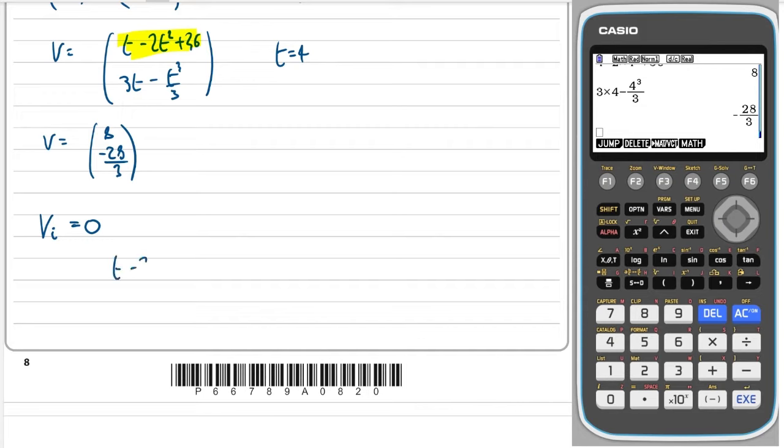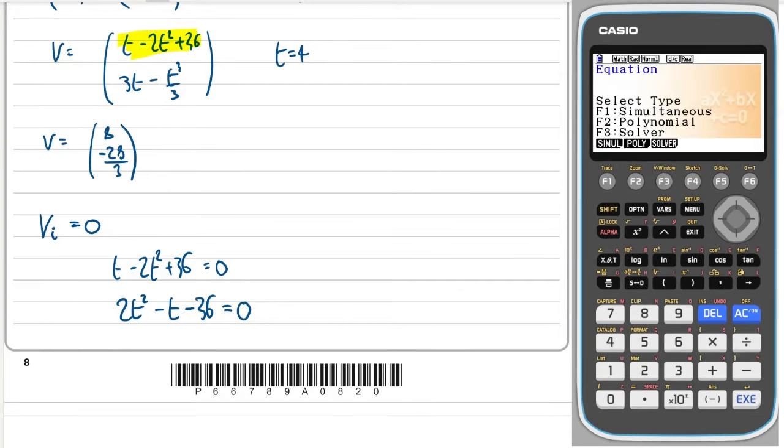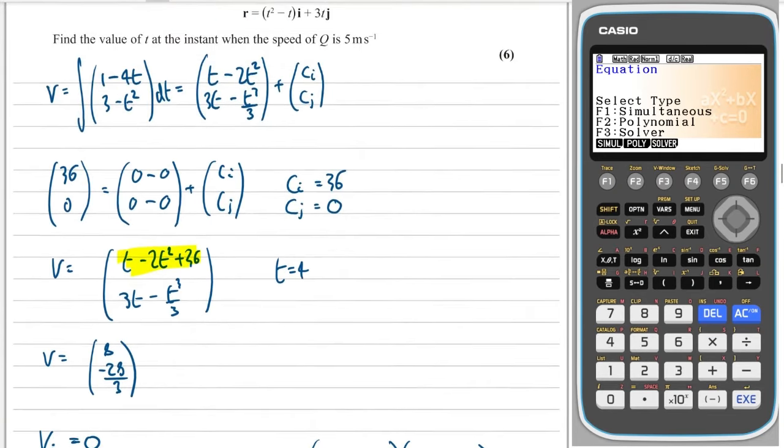So I say t minus 2t squared plus 36 equals 0. Writing that by multiplying through by a negative to get this, and okay, factorising this, we're going to get 2t and t, and we're going to get plus 4 and minus, let's give you 8 and minus 9, which is going to give you that t is equal to 9 over 2 and the negative value which we're not going to use. So t is equal to 9 over 2.